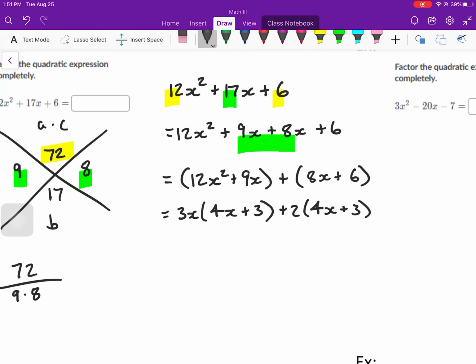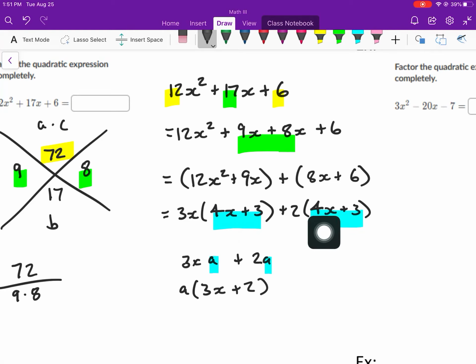Now this is the interesting part. This is where you got to pay attention. We have 4x plus 3, 4x plus 3. Both these are separated by a plus sign and have a 4x plus 3 in common. Let me just show you. What if it was 3xa plus 2a? All I did was replace the 4x plus 3 and 4x plus 3 with a. That just means these both have a in common, and I can factor the a out to the front and have 3x plus 2.